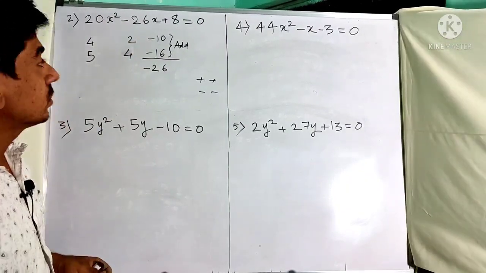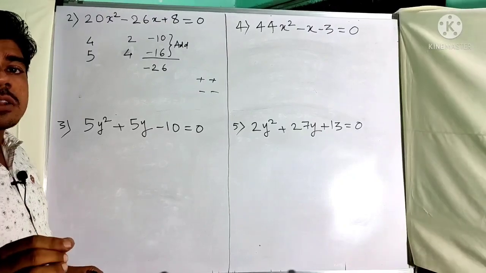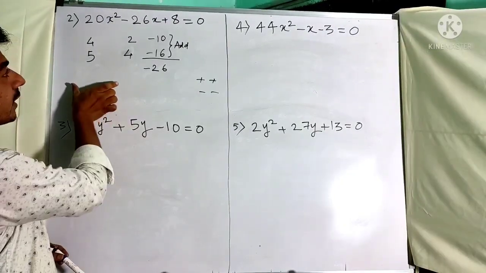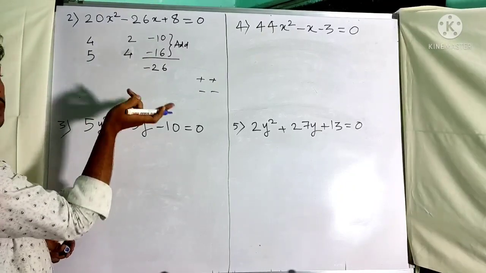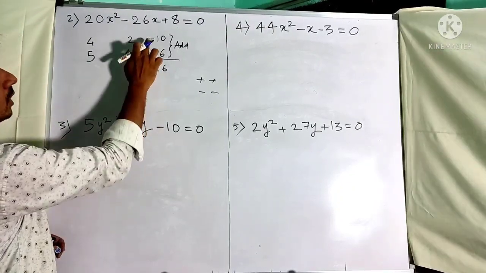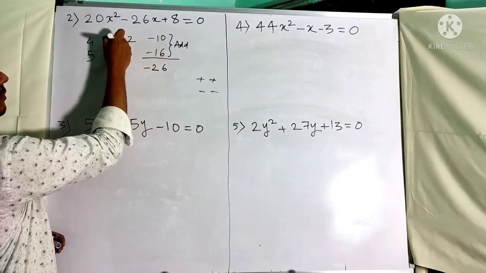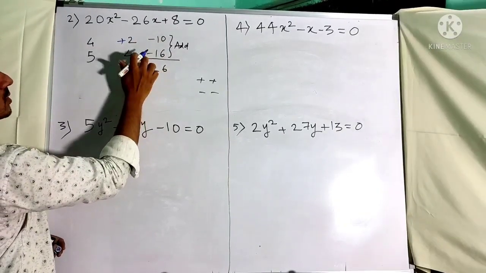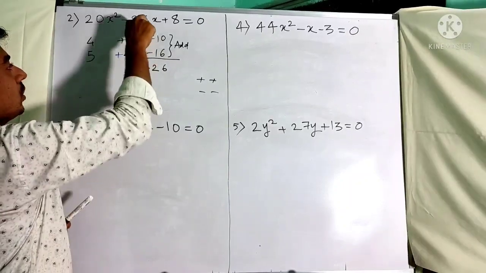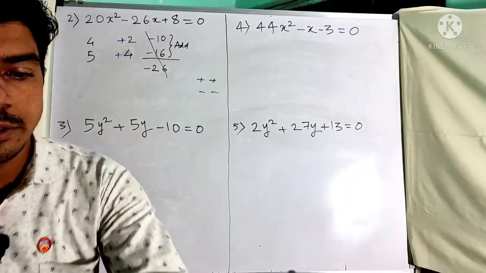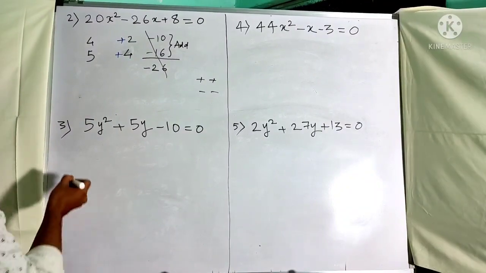Here also, friends, we are going to write directly the answers of x. We are not going to write the factors of the equation, we are going to write directly the answers of x. So we have to change the sign. Here it is minus sign, we will write plus. Here also it is minus sign, we will write it as plus. Then you don't need this, just cancel it.